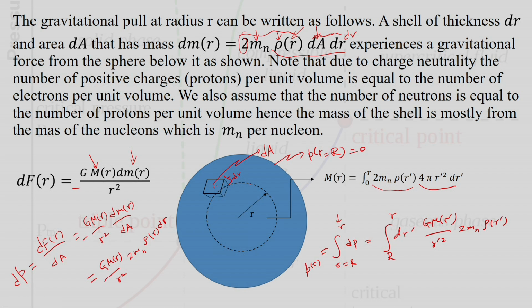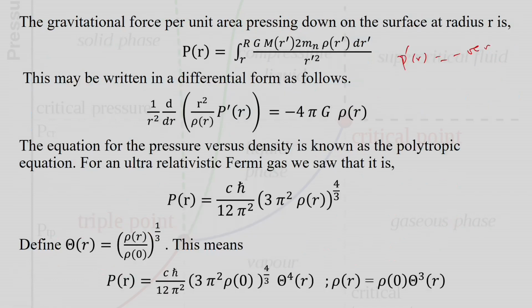So, the force is attractive, which means it is in the minus r cap direction. If you put a vector there, it will be minus r cap. So, r cap is out, minus r cap is in. So, P'(r) should be negative, because pressure is decreasing as you go from the center to the surface.